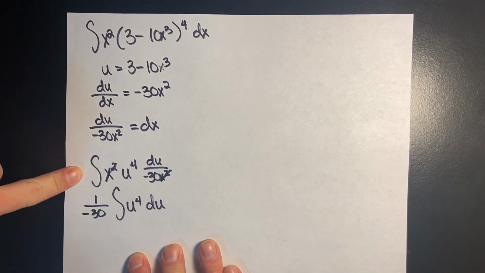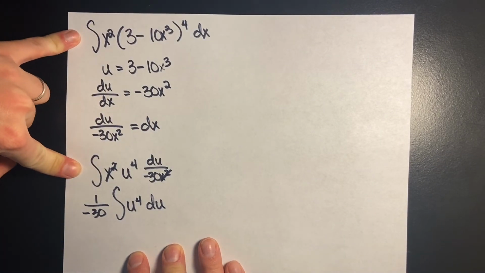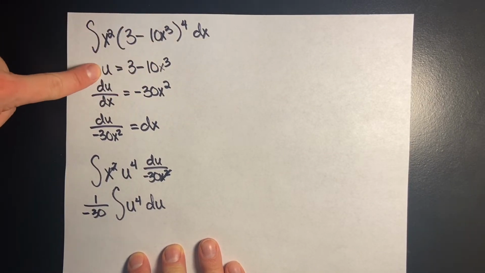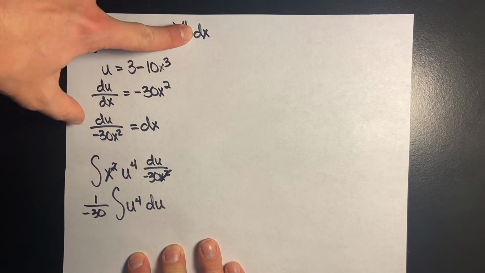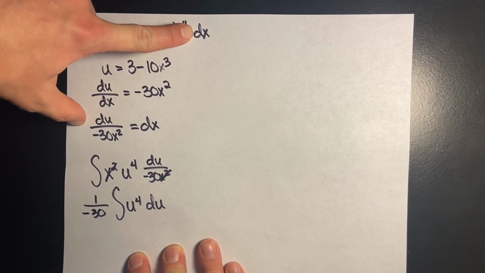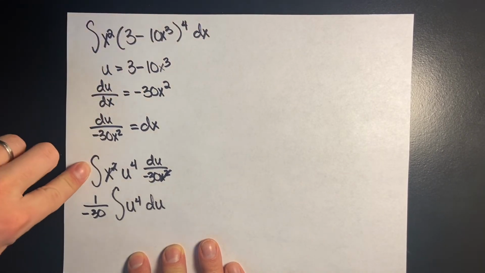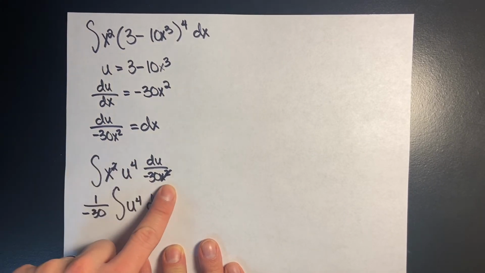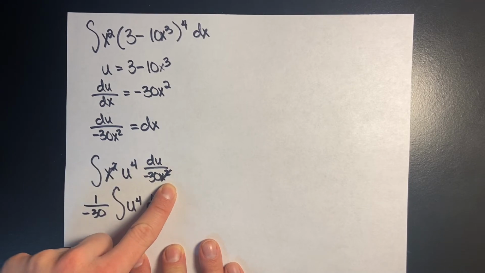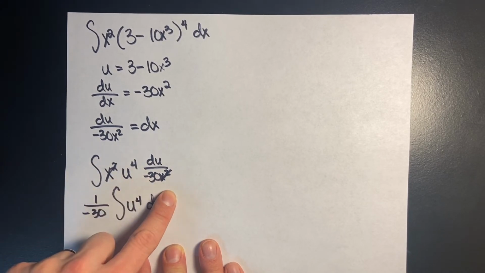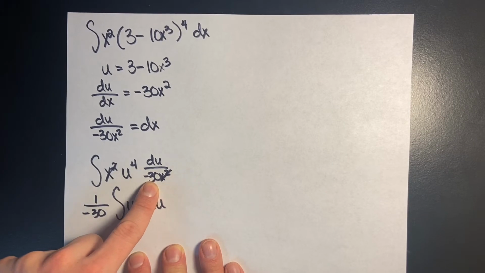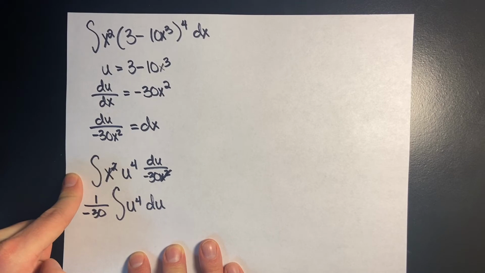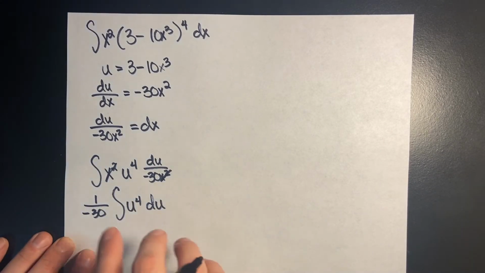Okay, so if you're like, whoa, what just happened? To get from here to here, I went back to the original problem and I turned that guy into u. I turned that guy into du over negative 30x squared. Once I did that, I had an x squared floating around in the main part of my problem and an x squared floating around on the bottom part. So the x squared and the x squared cancel out. I have a negative 30 also living on the bottom part. Bring that out and put a 1 on top because it's a fraction. And now I have that, which I can integrate.